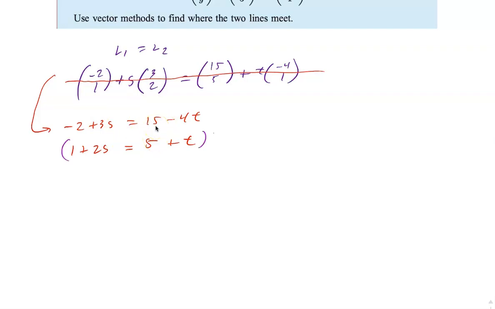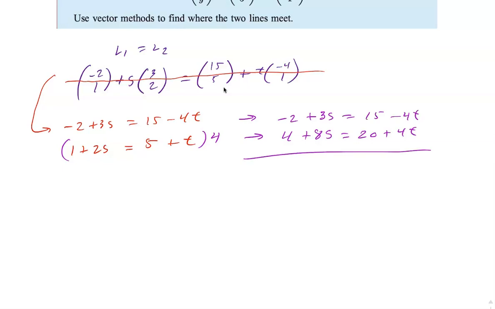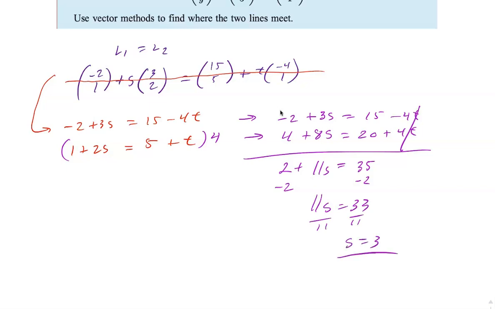Multiply the bottom row by 4. If I multiply the bottom row by 4, I'm going to get 4 plus 8s equals 20 plus 4t. The top's going to be exactly the same: -2 plus 3s equals 15 minus 4t. If I add these two rows up, my t's are going to cancel. I get 35 equals 11s plus 2. Let's solve for s. Subtract 2 from both sides. 11s equals 33. Divide by 11. s equals 3.